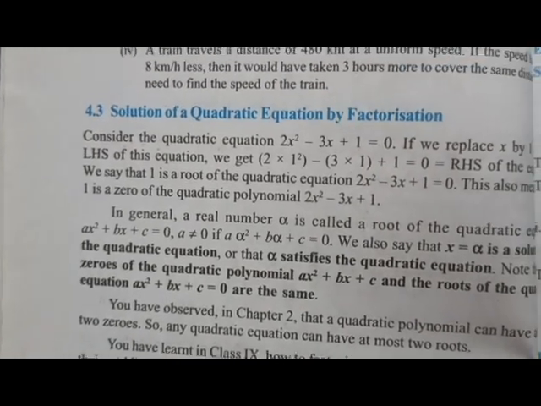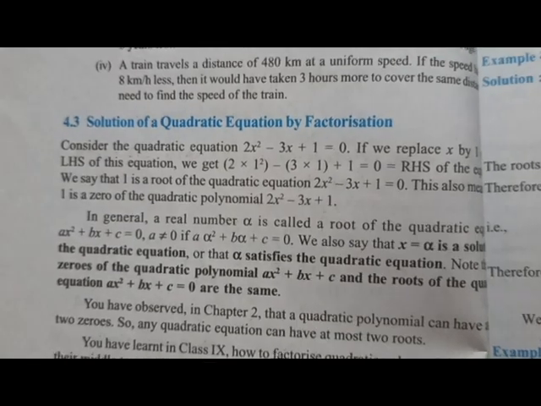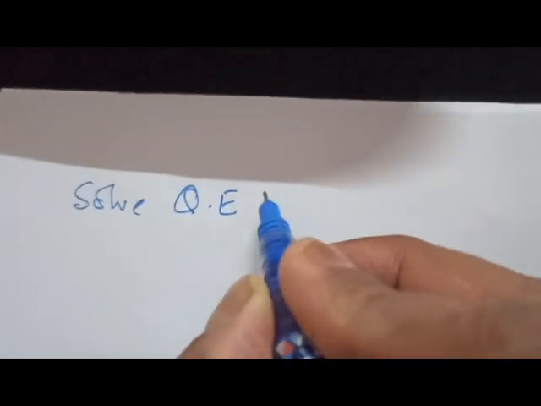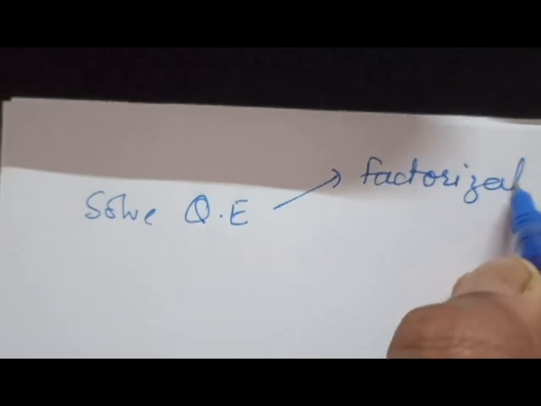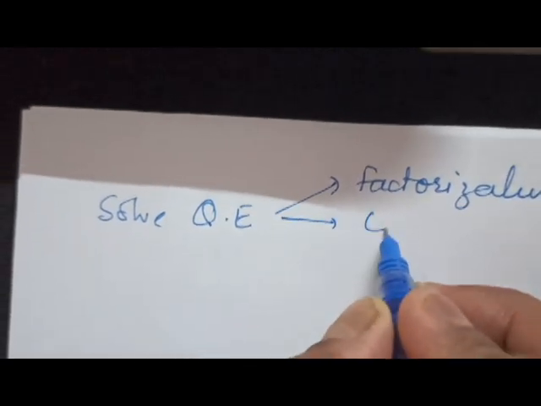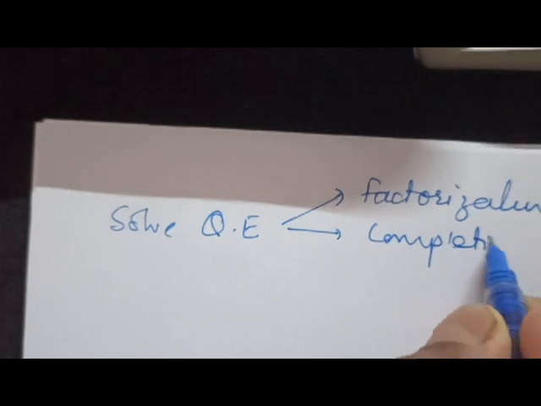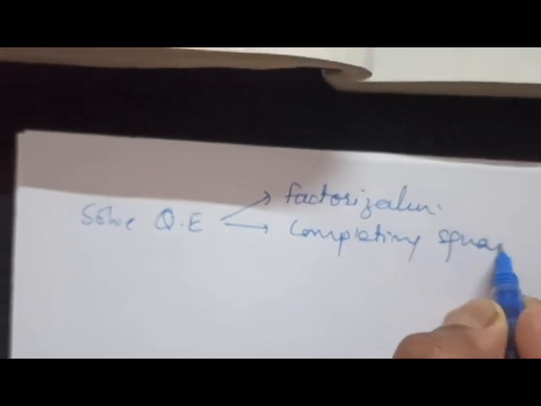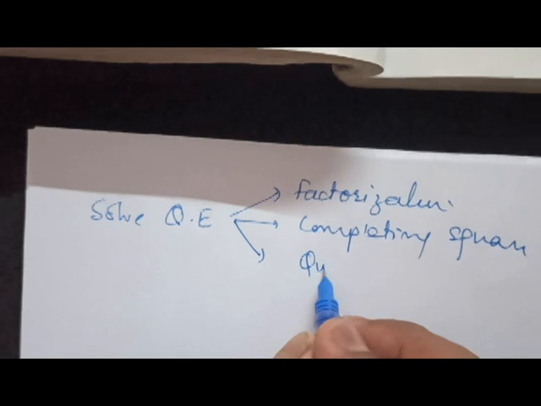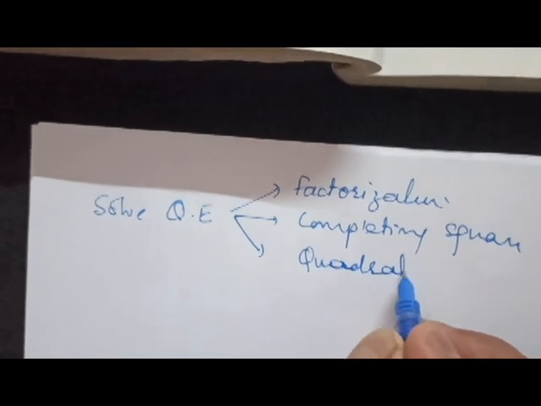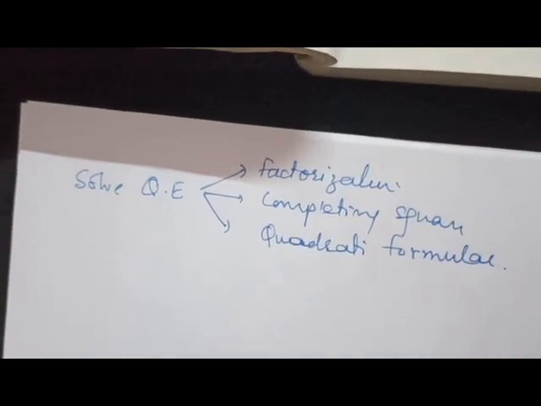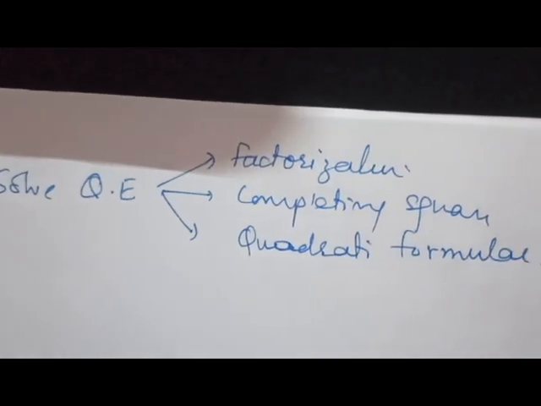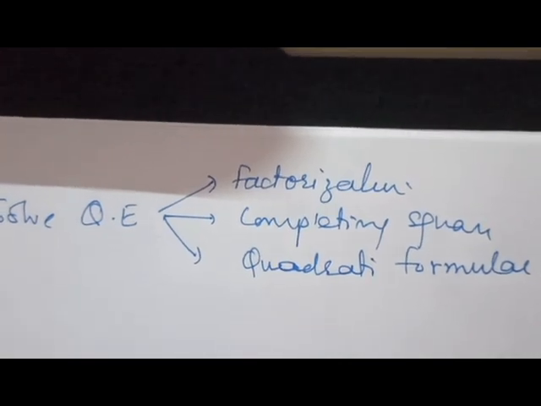Now here we are going to talk about factorization, but we can solve a quadratic equation with different methods. We are going to study firstly factorization, secondly the method of completing squares, and thirdly using the quadratic formula. So these are the different exercises we are going to study: factorization, completing squares, and quadratic formula.